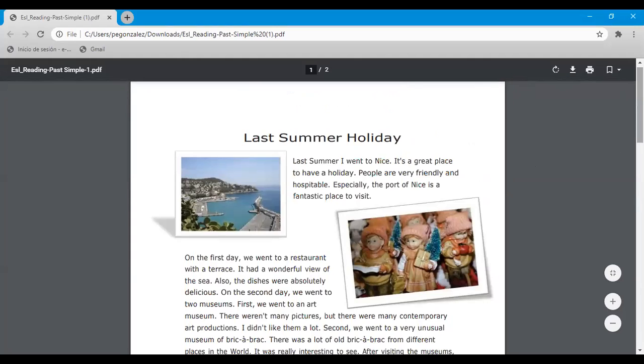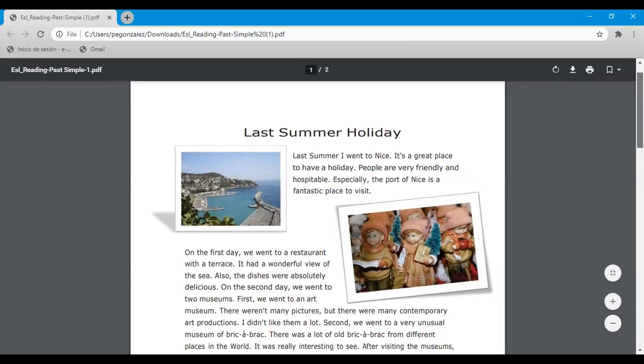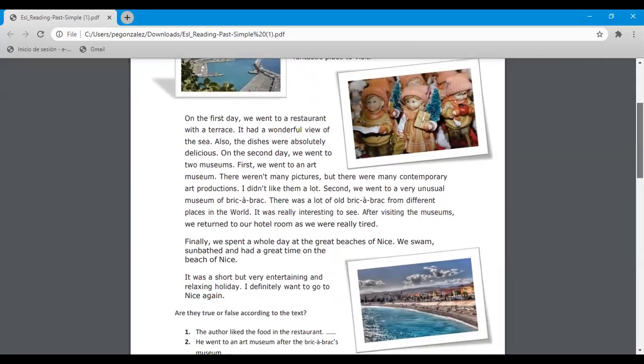Last summer I went to Nice. It's a great place to have a holiday. People are very friendly and hospitable, especially the port of Nice is a fantastic place to visit. On the first day, we went to a restaurant with a terrace. It had a wonderful view of the sea. Also, the dishes were absolutely delicious.